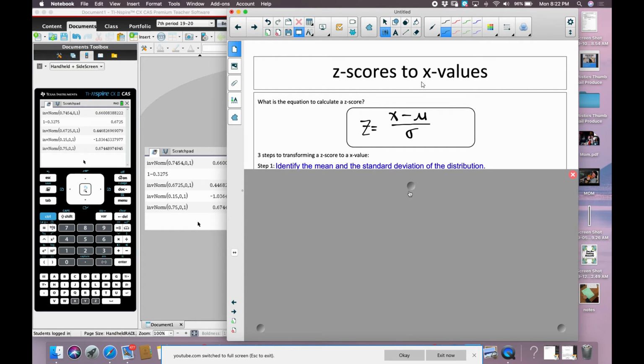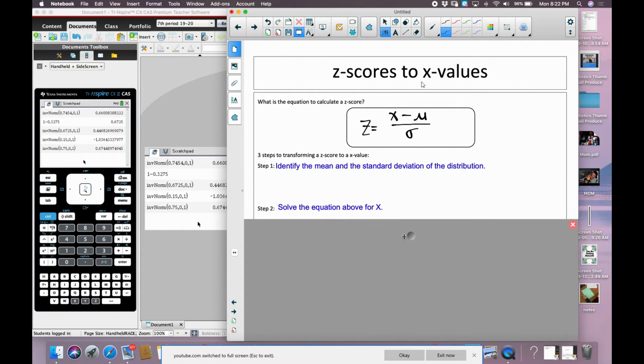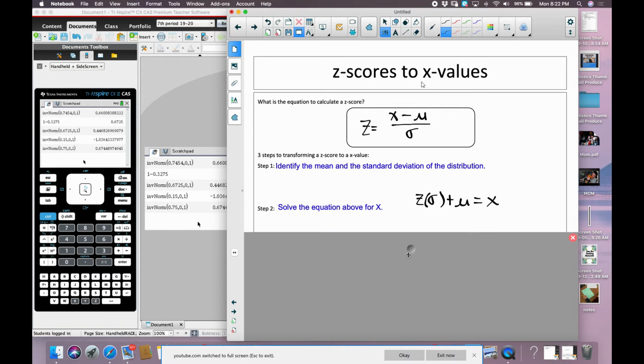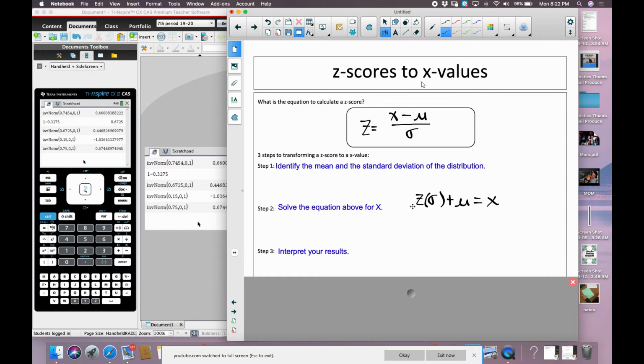So first you identify the mean and standard deviation of the distribution. Solve the equation above for x. If we rearrange this equation, we'll find that z times the standard deviation plus the mean equals x. So you can use that so you don't have to keep solving it for the intended variable of x. And then interpret your results.